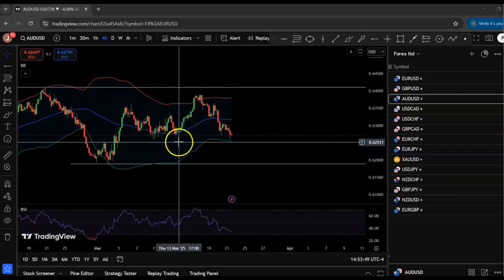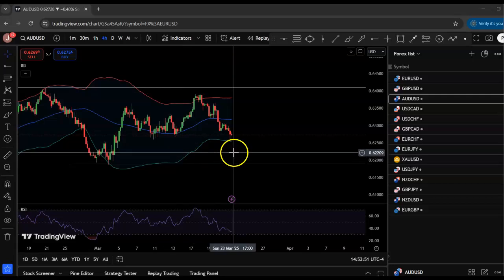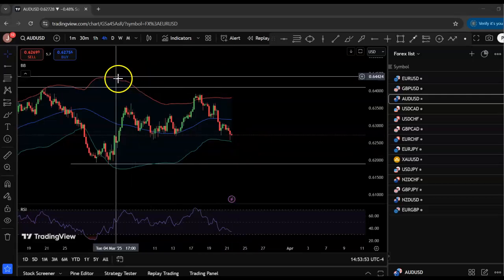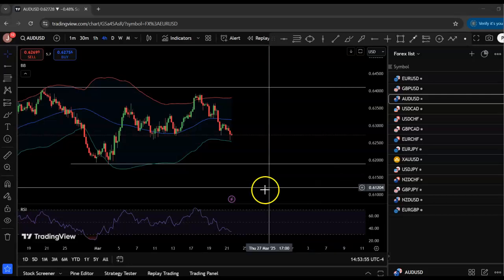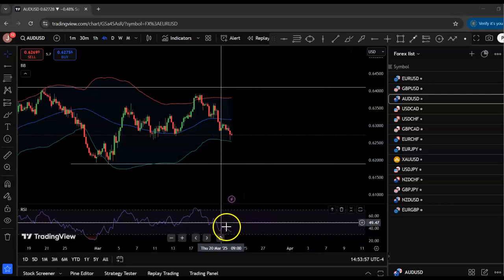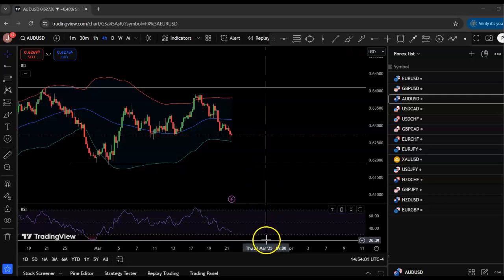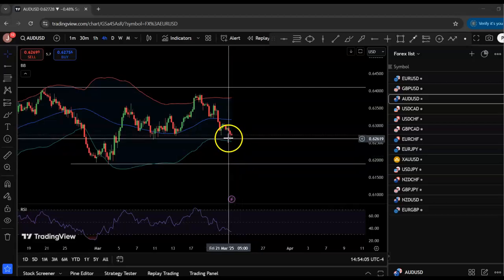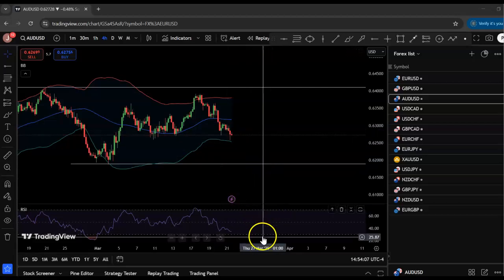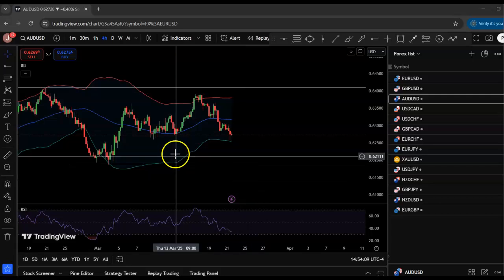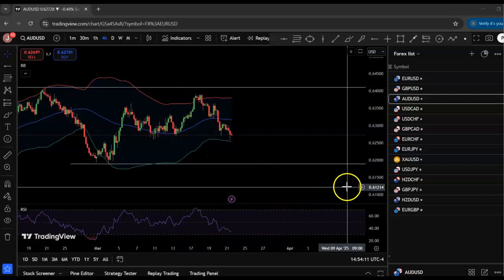Normally I don't like to go into support unless there's confirmation to go up in the lower time frames. But I always like to see that the RSI is all the way in the oversold position, pointing up, and also some sort of divergence before I go up. So we'll see how the market reacts to this.